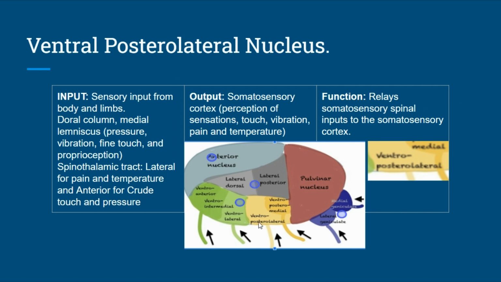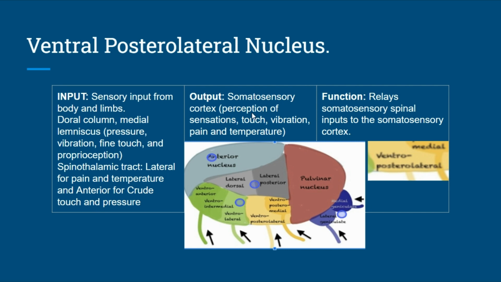The next one is the ventral posterior lateral nucleus. It's getting the same sensory information, but this time it is getting it from the body and the limbs. And how? Through the dorsal column, medial lemniscus. What type of information is it getting? It is getting pressure, vibration, fine touch, and proprioception. And it's also getting information from the spinothalamic tract, which is lateral for pain and temperature, anterior for crude touch and pressure. So in the spinothalamic tract, the lateral aspect is for pain and temperature, and the anterior aspect is for crude touch and pressure. And where is it outputting the information to? Once again, the somatosensory cortex.